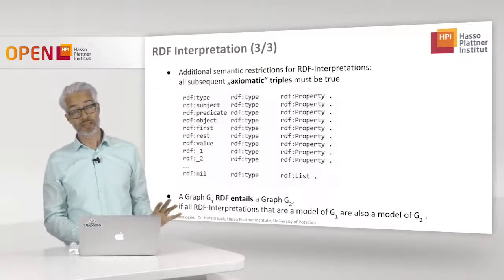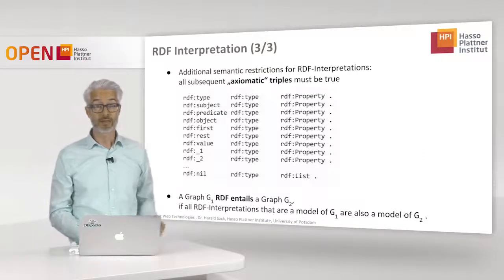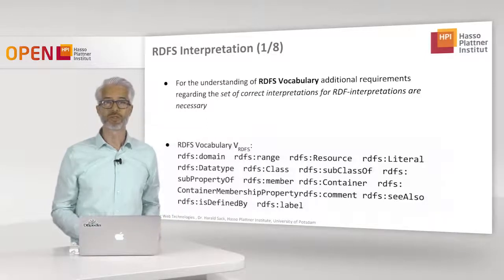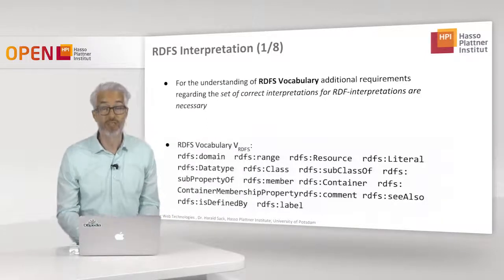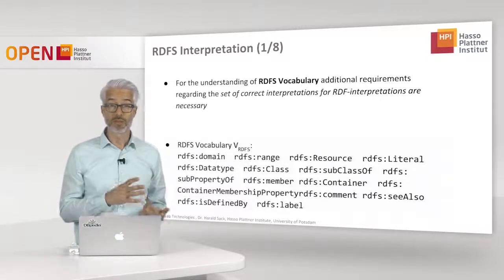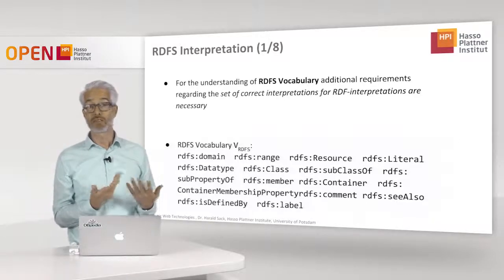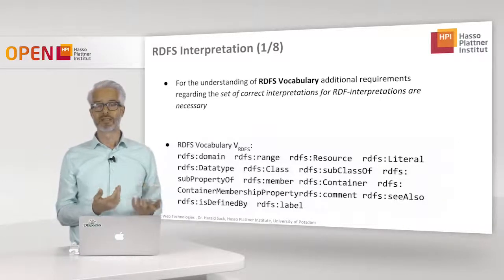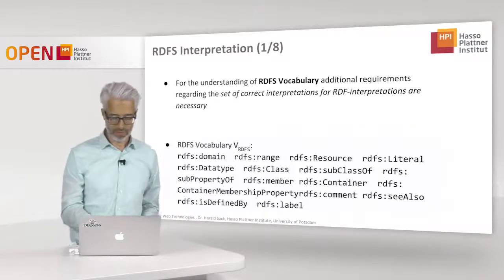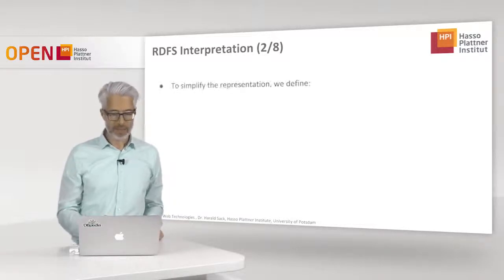So now we have taken care of the RDF vocabulary. What's next, or what's missing, is the RDFS vocabulary. And also for RDFS, of course, we have to introduce another interpretation. And you see here, now it becomes a little bit more complicated because there is more semantics hidden in it. So you have, of course, domain and range, and this must be explained. And you have subclass relationships and subproperty relationships, and of course, they have to be somehow interpreted. So let's start with that.